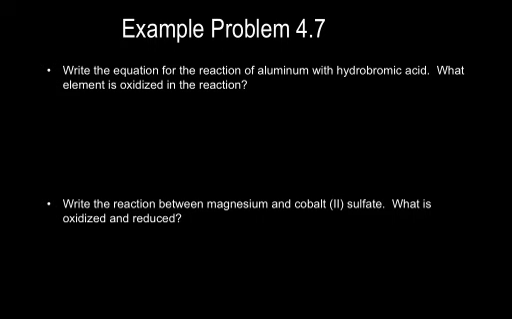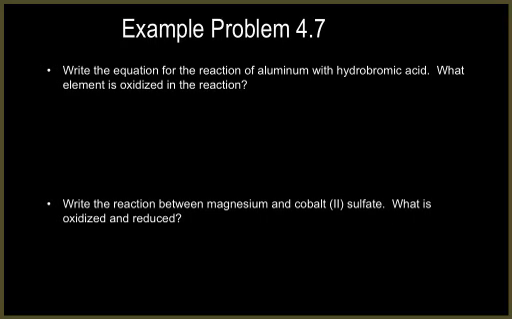Okay, so this says to write the equation for the reaction of aluminum with hydrobromic acid. What is oxidized in the reaction? We're going to write these just like we did before. Like I said, these are basically single replacement reactions, just like what we did before. So aluminum reacts with HBr.